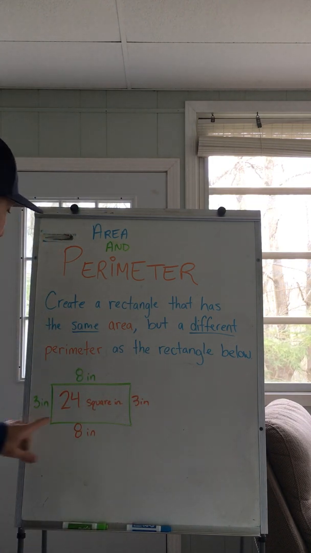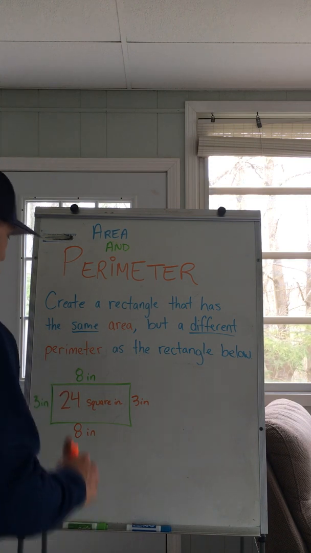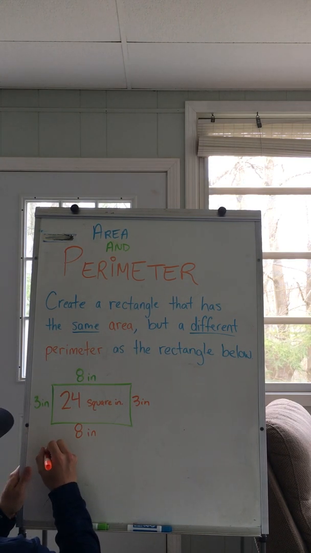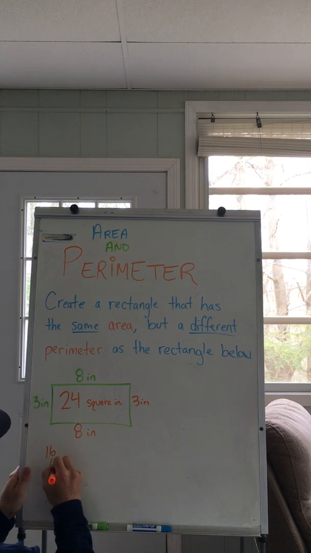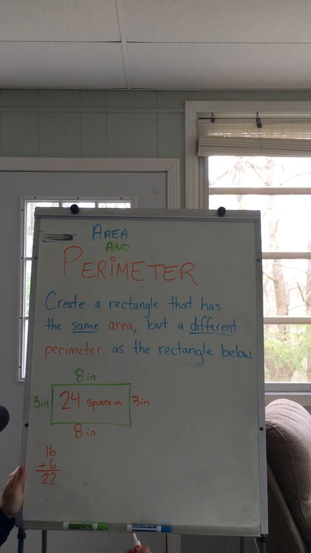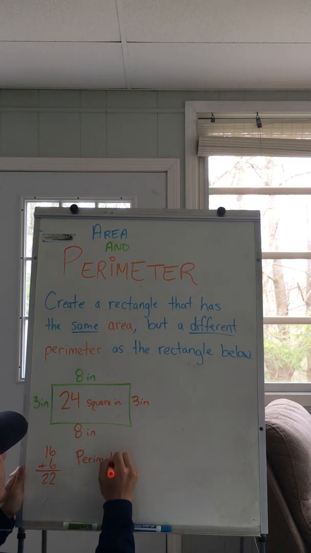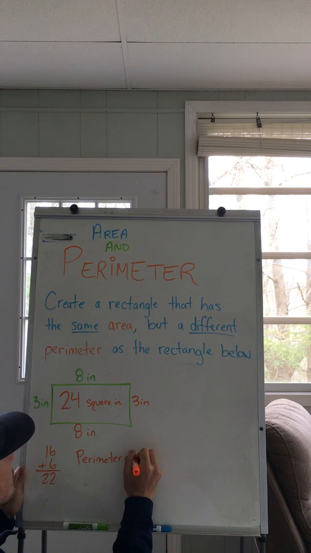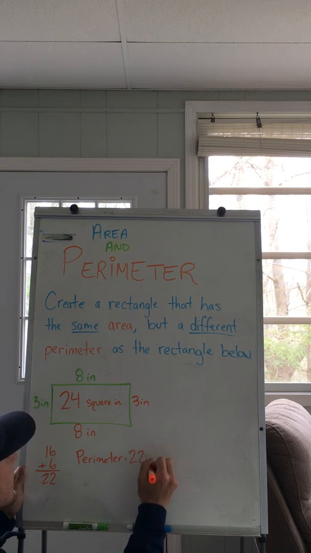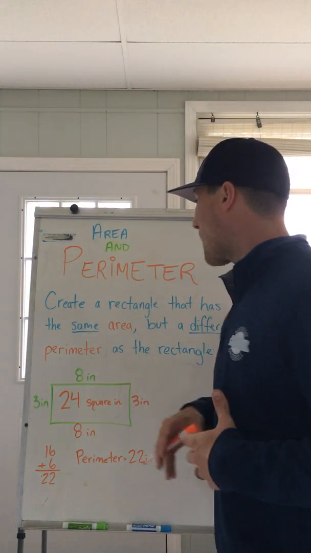So I know that 3 plus 3 is 6, 8 plus 8 is 16, so I'm going to write a little problem down here. 16 plus 6 equals 22. Awesome. So my perimeter is going to equal 22 inches. Awesome. That's a big part of this problem here.